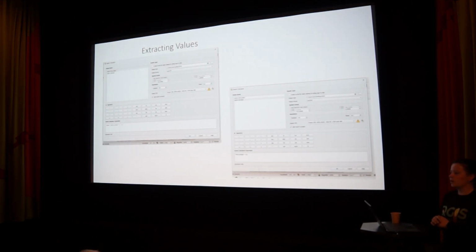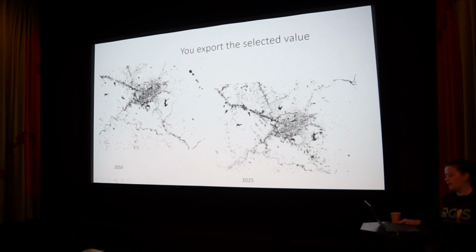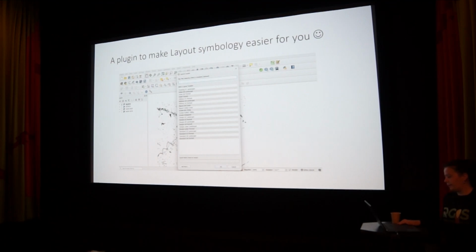While for extracting values, I put a query in the raster calculator again. So I put a query for NDVI values less than 0.2 for 2016 and also for 2025, and then I exported just the extracted values, and I left it just black and white. So okay, this should have been a slide before this.